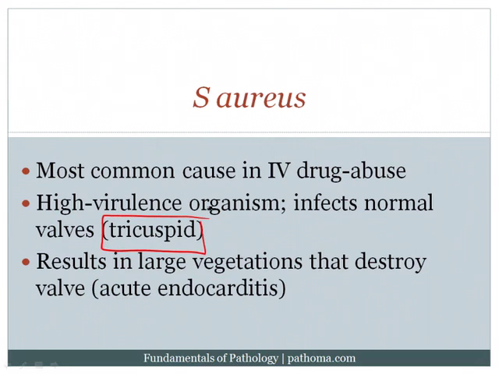Again, the idea is that the IV drug abuser has contaminated skin and then shoots up through the contaminated skin. When they do so, the Staph aureus gets into the vein, gets drained into the right heart eventually, and then hits the tricuspid valve and will damage the tricuspid valve.